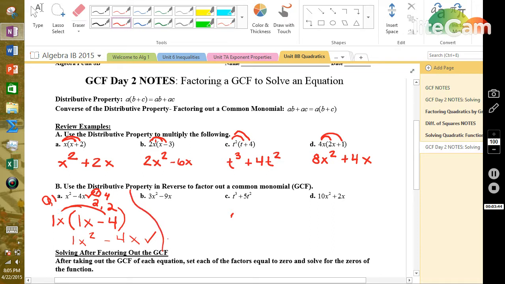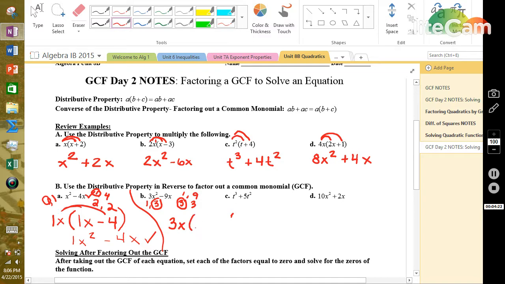For example B, I have a 3x squared minus 9x. The factors of 3 are 1 times 3, and my factors of 9 are 1 and 9, 3 and 3. The greatest factor in each is 3, so I can pull out a 3. I have an x squared and an x. The variable with the smallest exponent is just x, so I can pull an x out of each term.